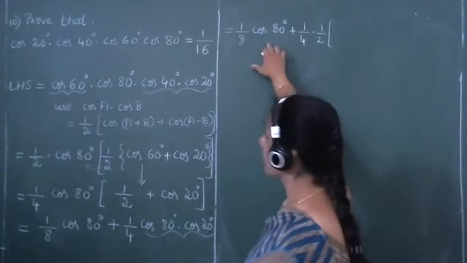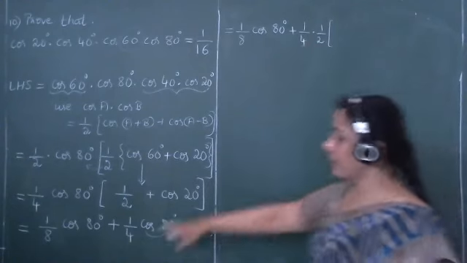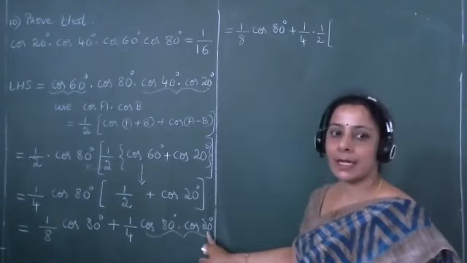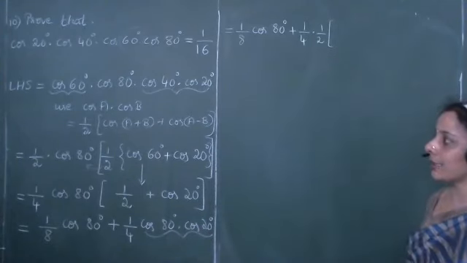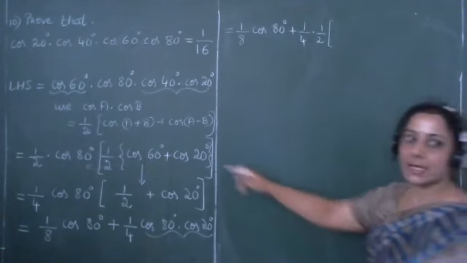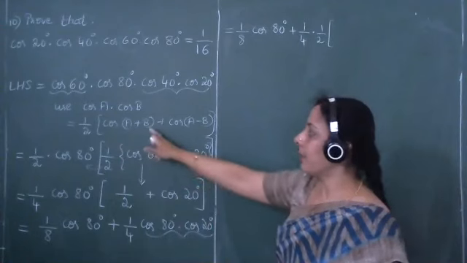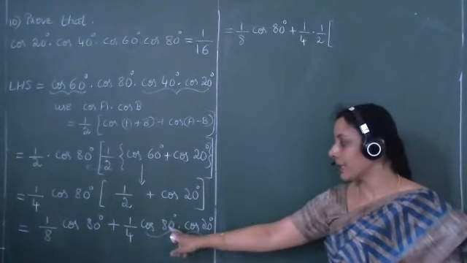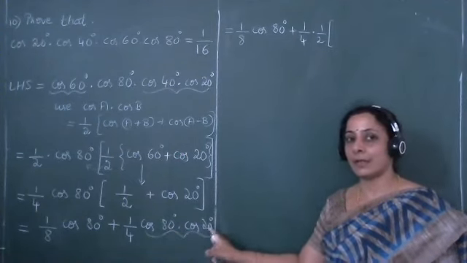So 1 by 8 into cos 80 degrees retained as it is. 1 by 4, that is a coefficient, also retained as it is. Cos 80 degree into cos 20 degrees. I will be using the cos A cos B formula again. Cos A into cos B, which we already have used here, is half of cos A plus B plus cos of A minus B. But here for A, you have 80 degrees. For angle B, we have 20 degrees.